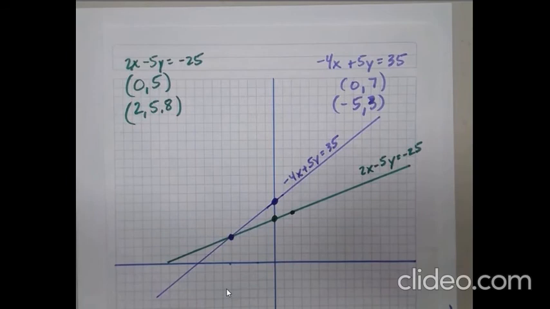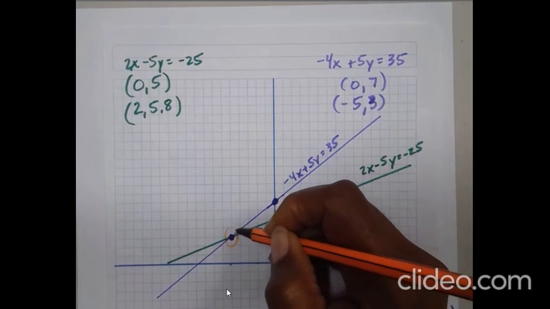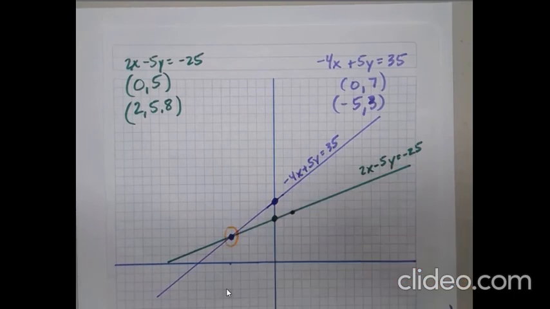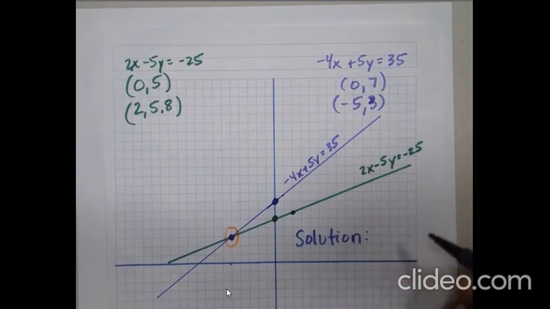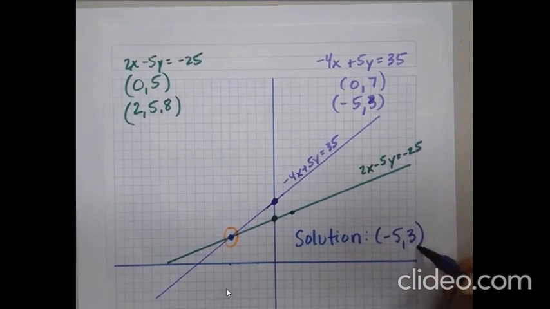And we can see here where there is a meeting place on these 2 graphs. We have at the point -5, 3. This is the place here where the 2 graphs cross each other. So that then will become the solution. Our solution is the place where the 2 graphs cross, and it is -5, 3.